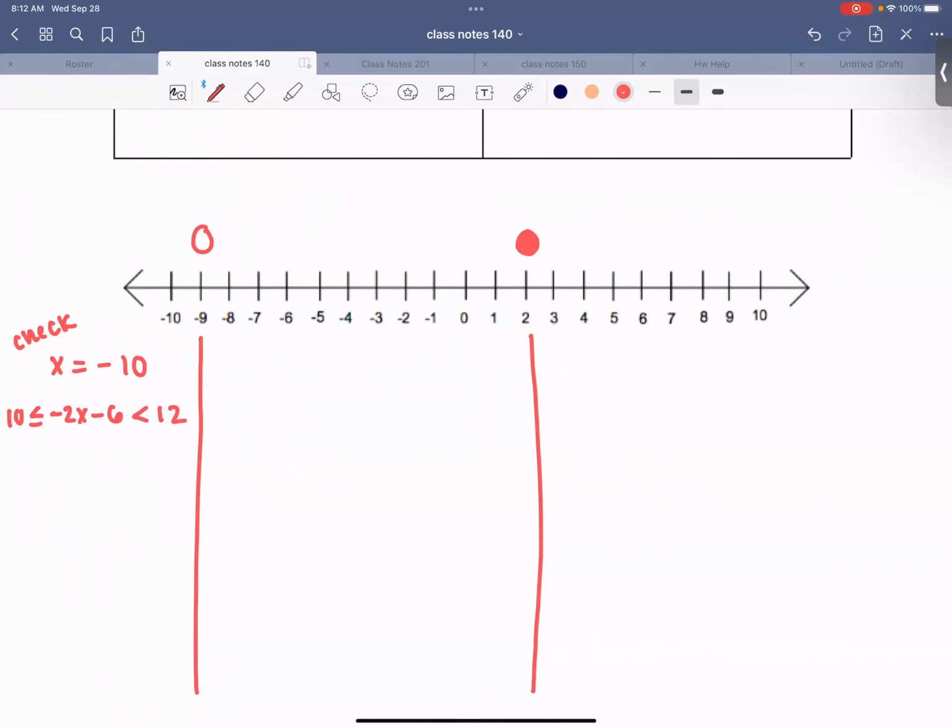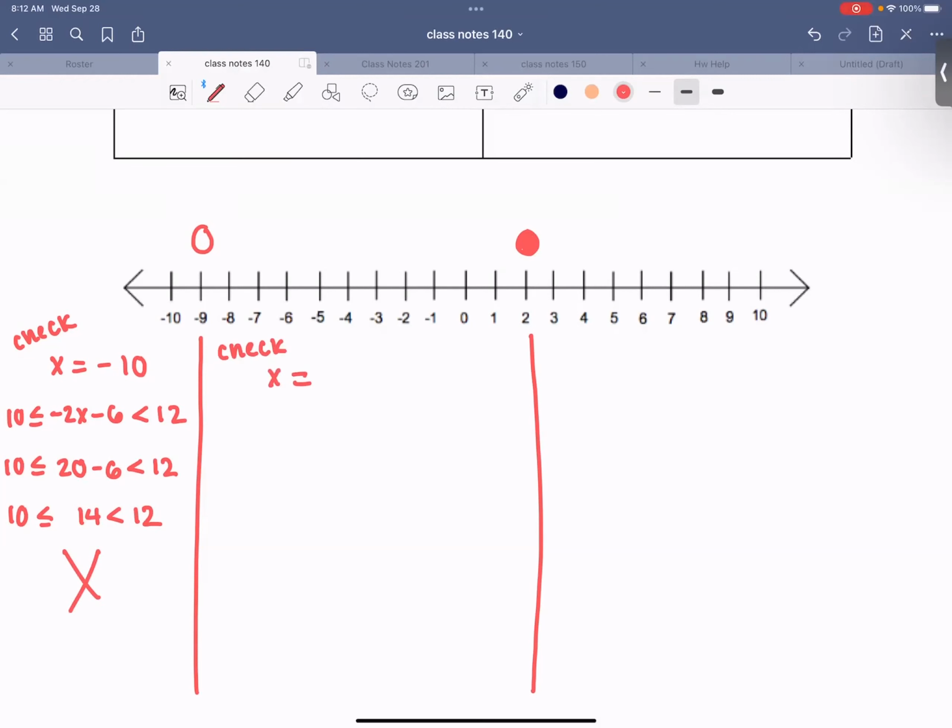Just like we did when we had one inequality, let's plug in negative 10 and see if it works. So we have negative 10 is less than or equal to negative 2 times negative 10 is 20, minus 6 is less than 12. 20 minus 6 is 14, right? So negative 10 is less than or equal to 14 is less than 12. Is that something that works? No, because 14 isn't less than 12. So I'm going to put a big X here, and that means there's no arrow going to the left.